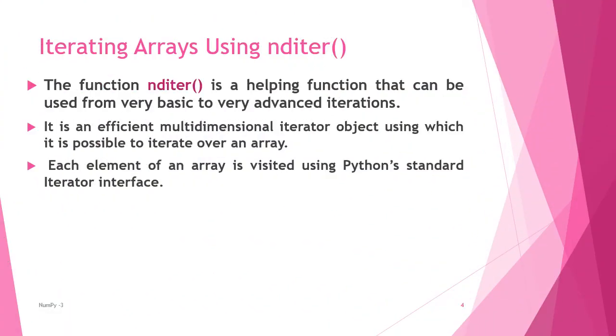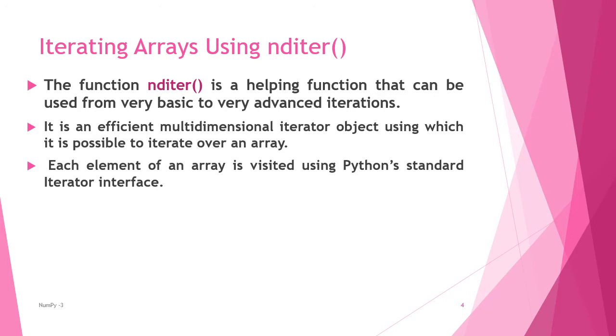Special function: nditer, n-dimensional iteration. This is a powerful function in the NumPy package that helps to iterate through elements of an array. It is basically used to iterate through a multi-dimensional array very easily. So the function nditer is a helping function that can be used from very basic to very advanced iterations. It is an efficient multi-dimensional iterator object using which it is possible to iterate over an array. Each element of an array is visited using the Python standard iterator interface.